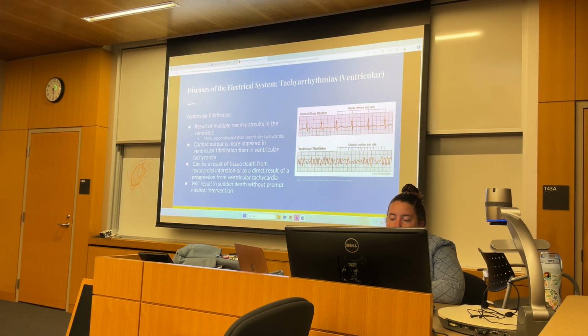But also put on the same card or another card which rhythm will lead to sudden cardiac death without prompt medical intervention. That's that last bullet point on here. Which rhythm will result in sudden cardiac death without prompt medical intervention? And the answer is ventricular fibrillation.